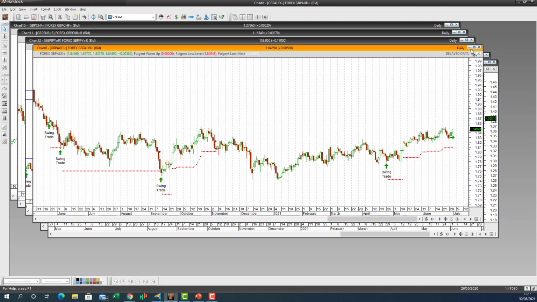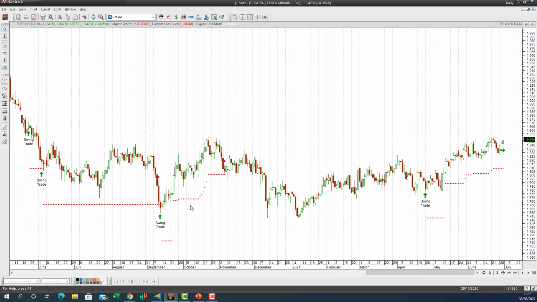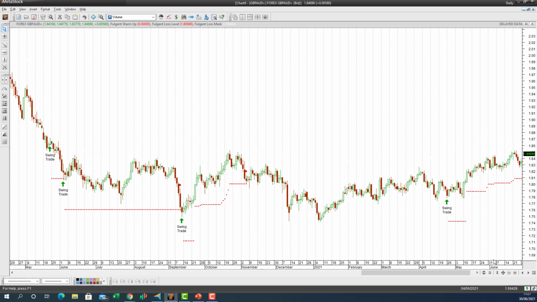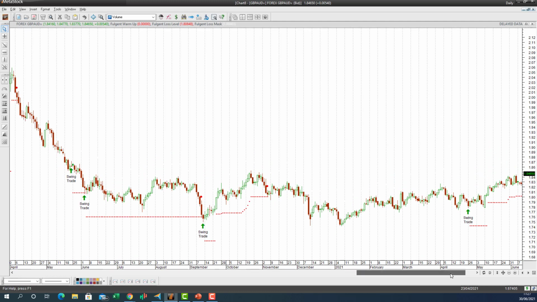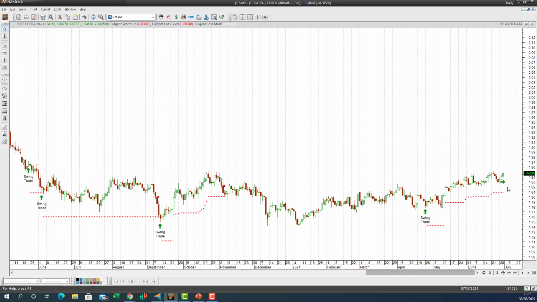CAD and AUD we still need to do. We can see also a swing trade. Nice swing trade back in September and October, caught that rally. That one was under the water in June. Swing trade, yeah, fantastic. April, May, nice swing trade. Stop losses now moved up to, let me just go back here, stop losses moving up to this level here at 1.81. And 1.84 is the current long.